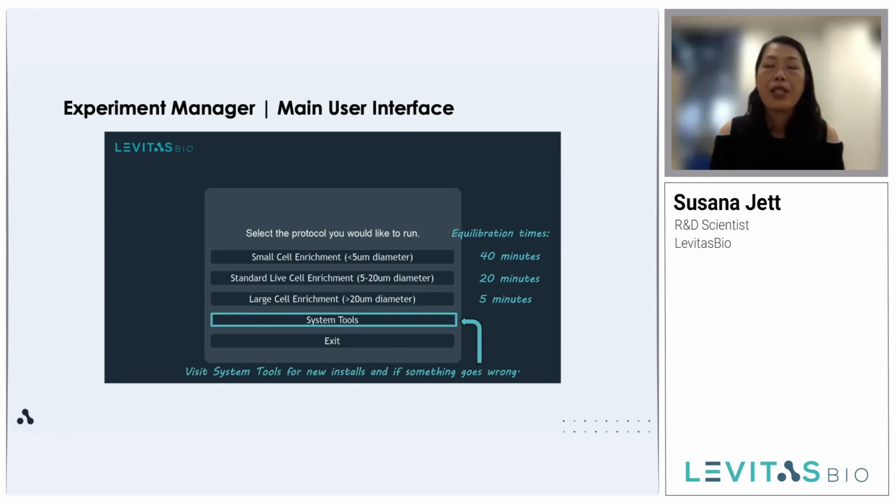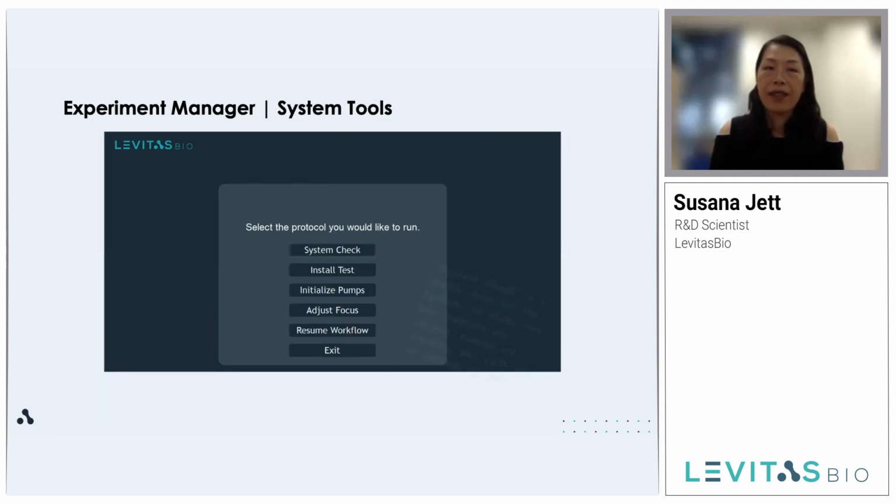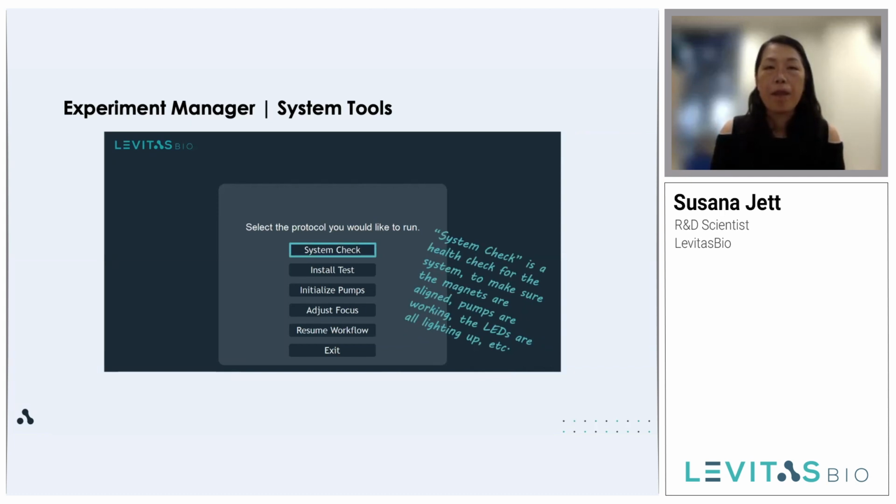System Tools is an absolute must visit for all new installs, when you move your LeviCell to a new location, or if something goes wrong. Systems Check is a health check for the system to make sure that the magnets are aligned, the pumps are working, the LEDs are all lighting up, etc. Run System Check when you first set up your instrument, move it to a new location, or for troubleshooting purposes.